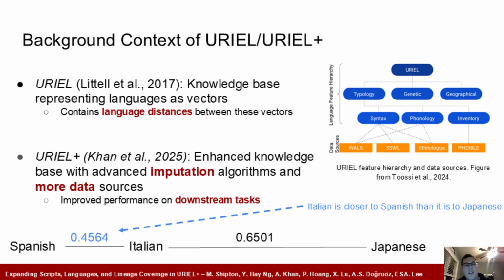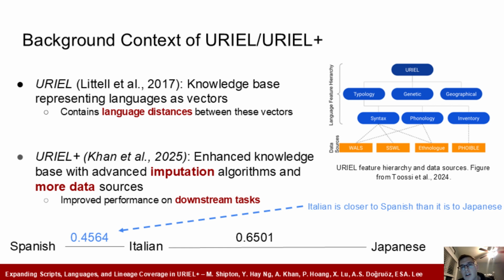URIEL is a knowledge base that represents languages as vectors, capturing typological, geographical, and phylogenetic features. One of its key strengths is that it allows us to compute distances between languages based on these features. URIEL+, our previous work, builds on this by adding more data sources and improved imputation methods, soft impute and KNN, leading to better performance on downstream tasks.